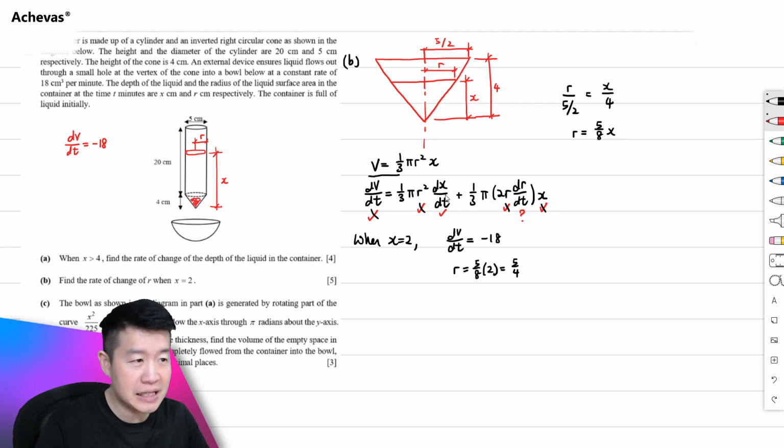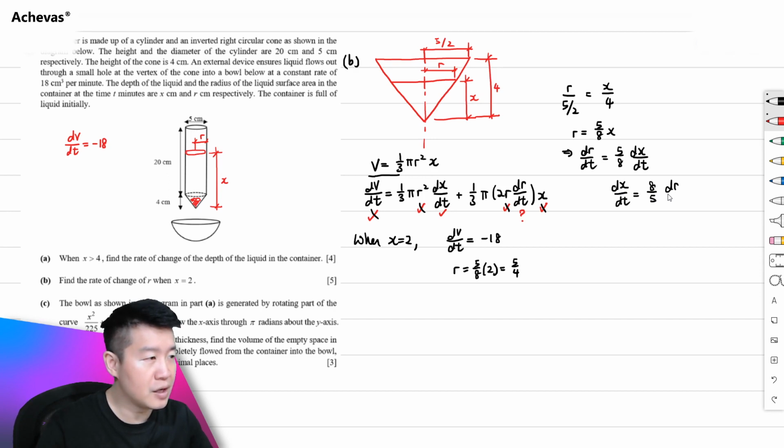But then dx/dt, in order for me to find this, I can make use of this, because from here dr/dt is equal to 5/8 of dx/dt. So this tells me that dx/dt is equal to 8/5 of dr/dt. With this, I can substitute and replace dx/dt by this. Then we will be able to get an equation that is in terms of just dr/dt. We should be able to solve for dr/dt.